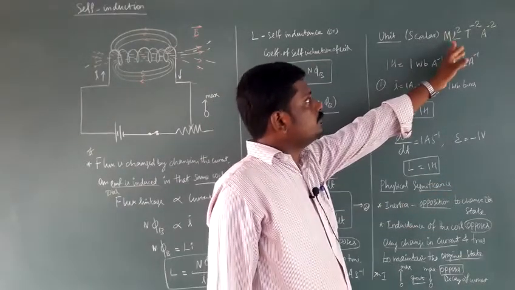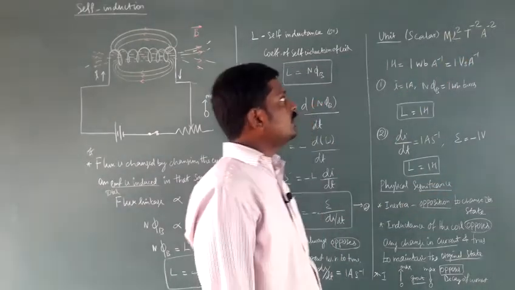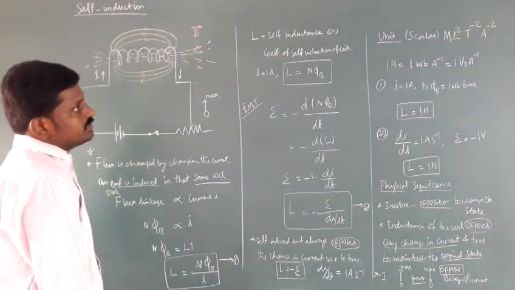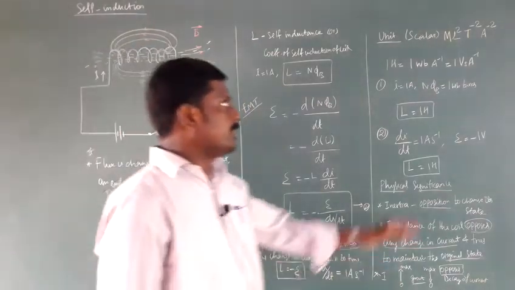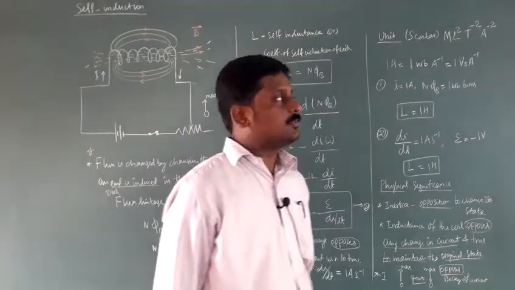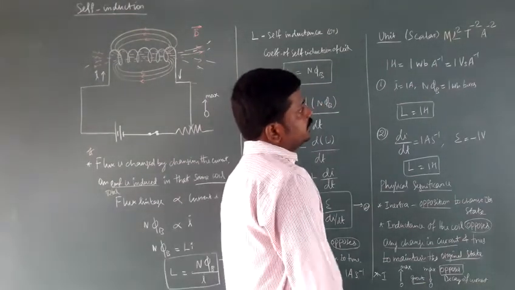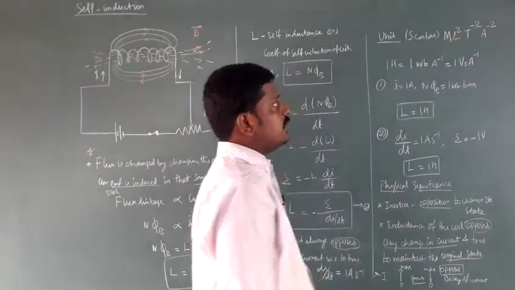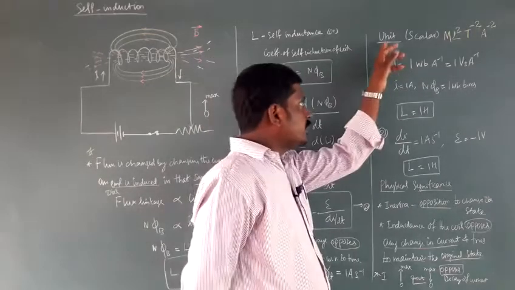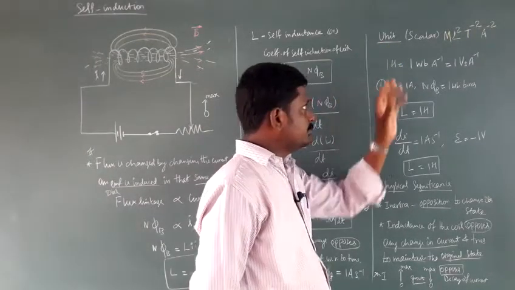The dimensional formula may be asked for 1 mark: what is the dimensional formula for inductance? It is M L squared T power minus 2 A power minus 2, where T is time, L is length, and M is mass. The unit of inductance is simply the Henry.